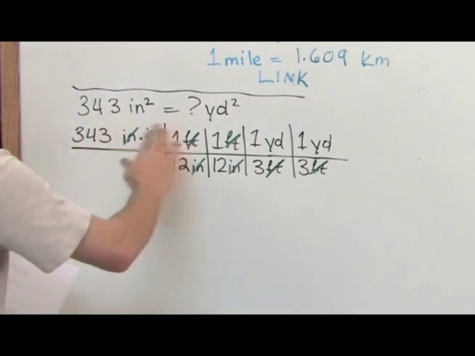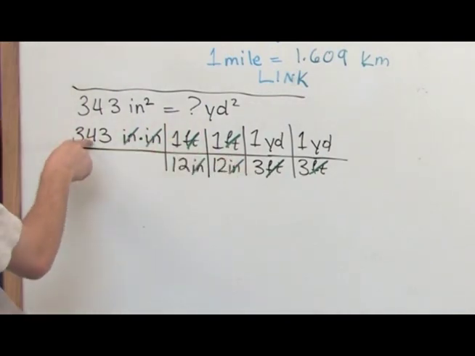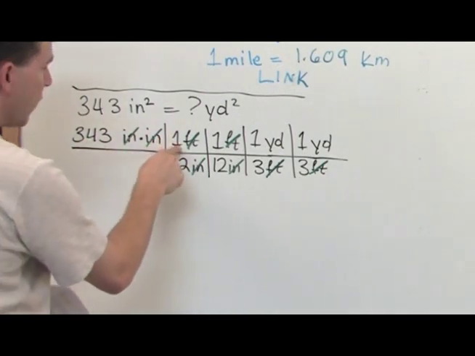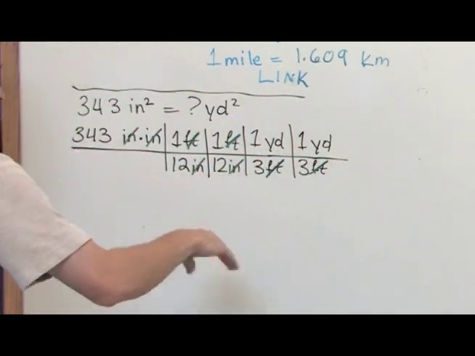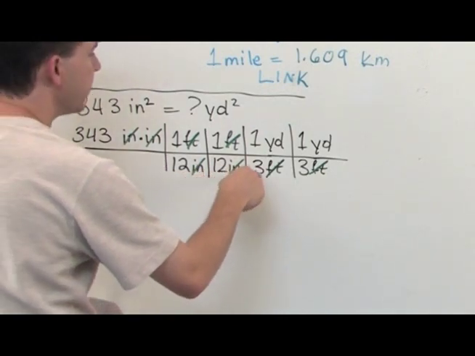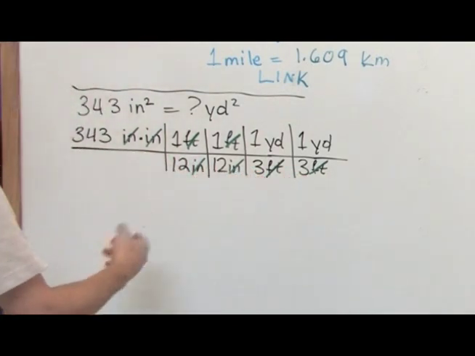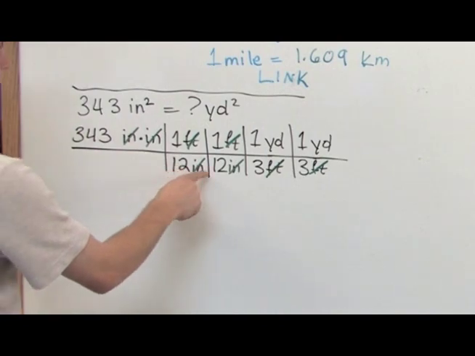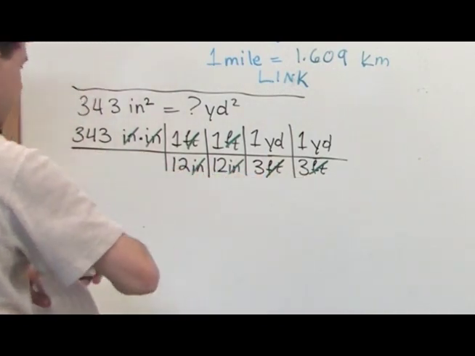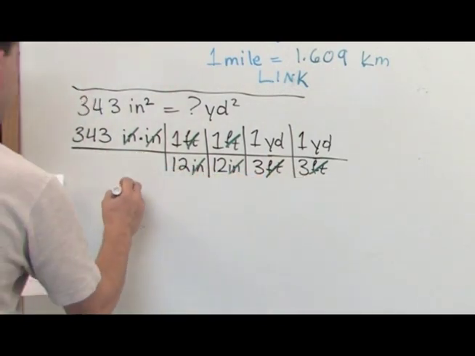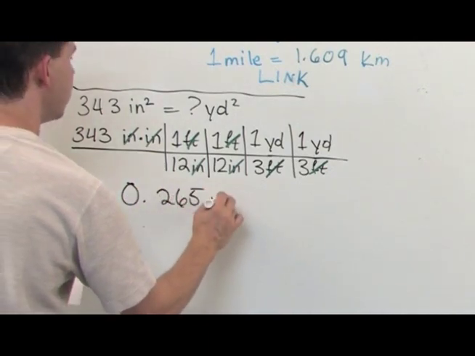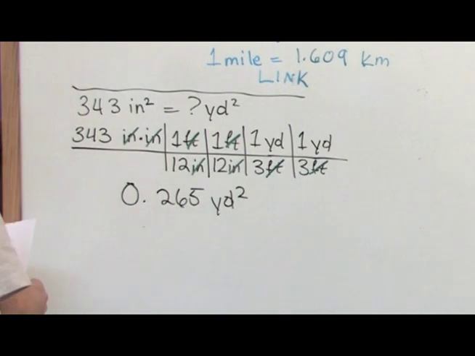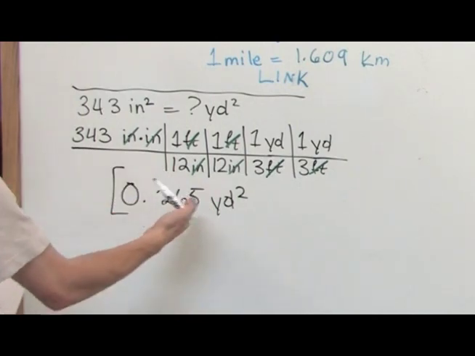So here's the same thing. You would get your calculator out and you would say 343 times 1 times 1 times 1 times 1, okay, divided by 12, divided by 12, divided by 3, divided by 3. So effectively you're taking 343 divided by 12, divided by 12, divided by 3, divided by 3, and what you get when you put that in your calculator is 0.265 square yards.